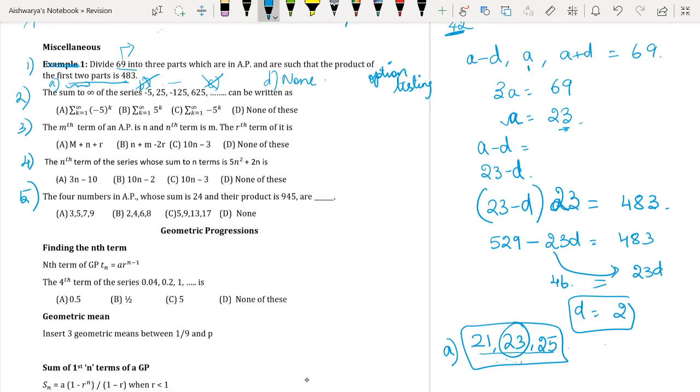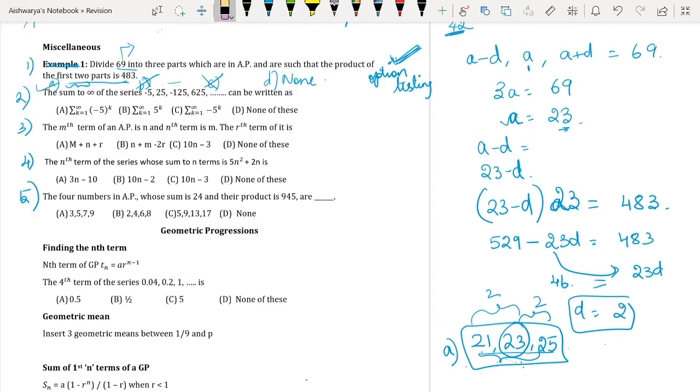Now 483, the first and the second, 21 into 23 will give you 483. It is satisfying that also. So therefore the answer is option A. This is how you will do option testing. And not only that, you also check whether the numbers are in AP. Some options get eliminated right away because they are not in AP. So option testing is the best way to do these kind of problems. Come to the next question.